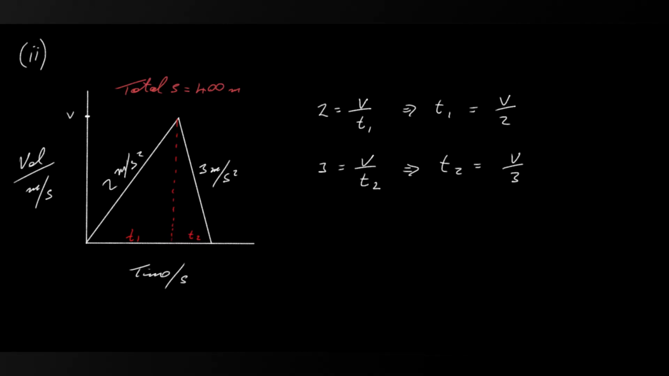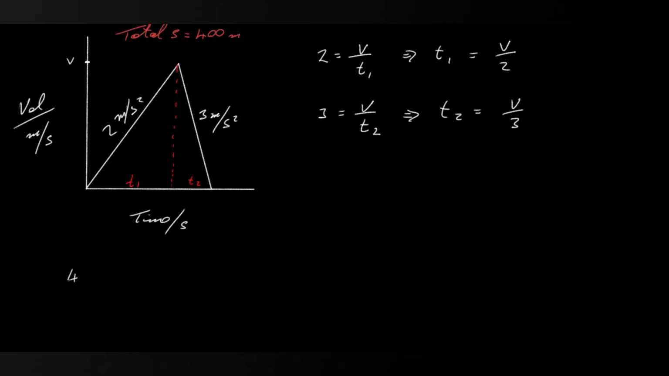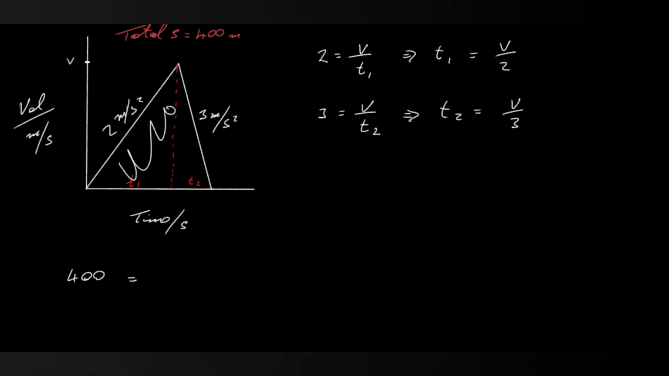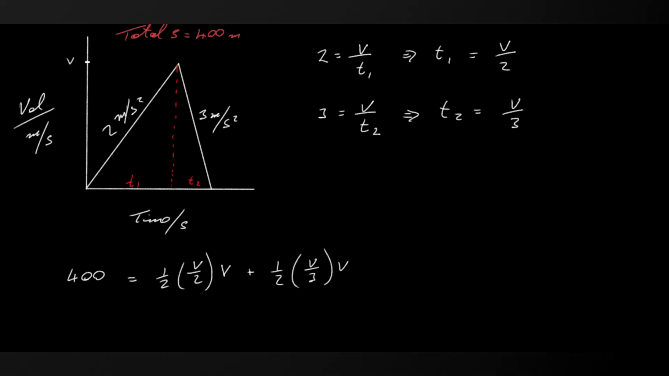Now let's look at our distance. The total distance is 400 meters. So we take 400 is equal to, we're going to look at the distance here and the distance here, which is the area underneath the curves, and add those two together. So the first distance is half the base times the height, so it's half of t1. Well, we know that t1 is just v over 2, and that's times v, which is the height here. And then we're going to add half t2. Well, we know that t2 is v over 3. We've got to multiply that by v.